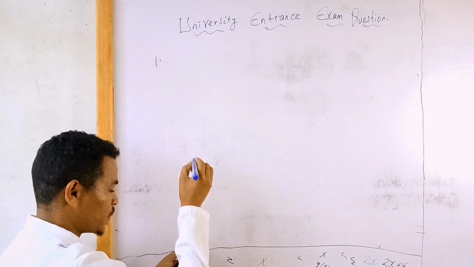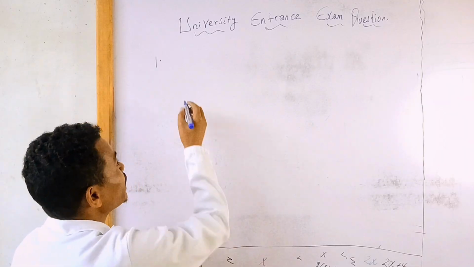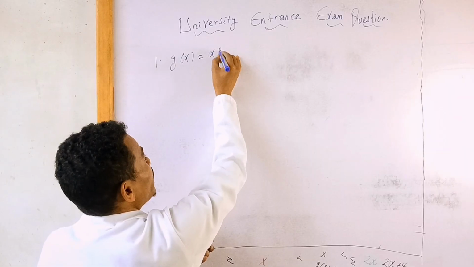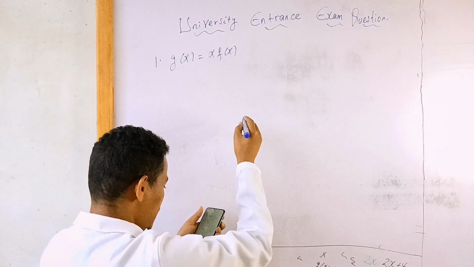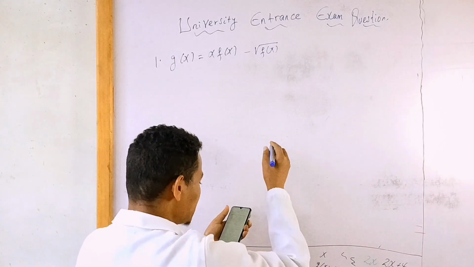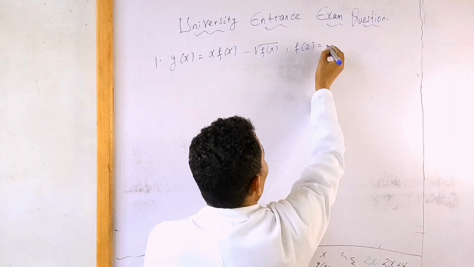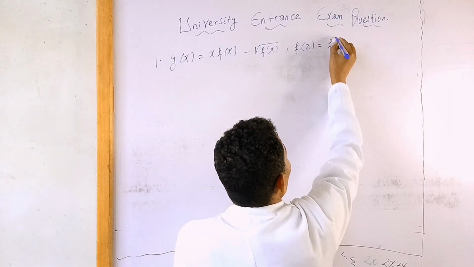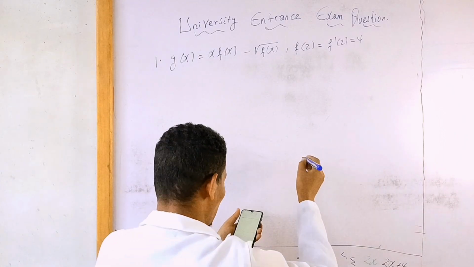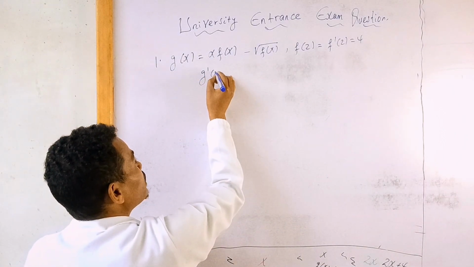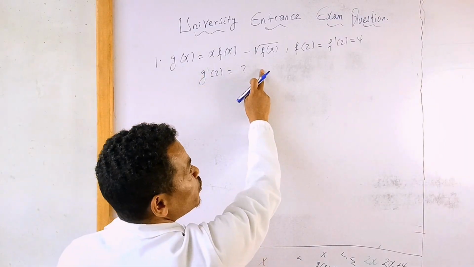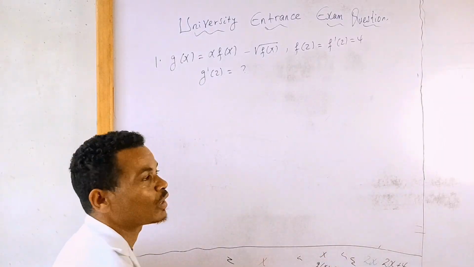Okay, question number 1. If g of x is equal to x times f of x minus square root of f of x, and it's given that f of 2 is equal to f derivative at 2, which is equal to 4. Then g derivative at 2, ስንት ይሆናል? g of x is equal to x times f of x minus square root of f of x, and f of 2 is equal to f derivative at 2, which is 4.